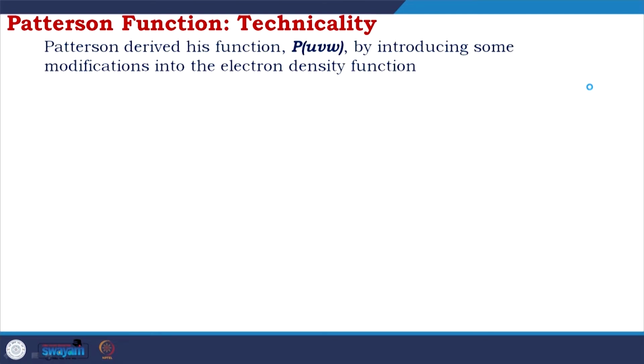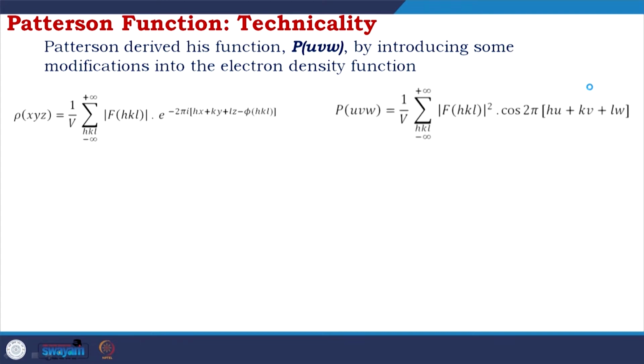Patterson derived his function P(u,v,w). So, now x, y, z is changing to u, v, w by introducing some modifications into the electron density function. How? Let us take a look. So, this is rho(x,y,z) = 1/V, sum from minus infinity to plus infinity, F(hkl) e to the power minus 2 pi i (hx + ky + lz) minus phi(hkl). The Patterson function, definitely it is u, v, w as I talked. P(u,v,w) = 1/V, sum from minus infinity to plus infinity, |F(hkl)| squared cos 2 pi (hu + kv + lw). So, the one thing is that this is squared.